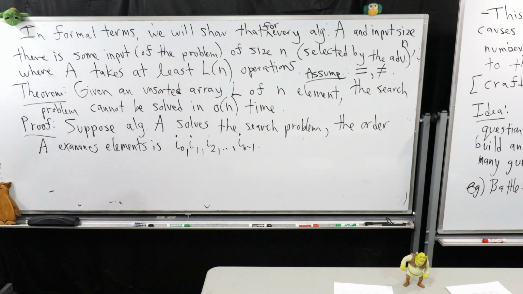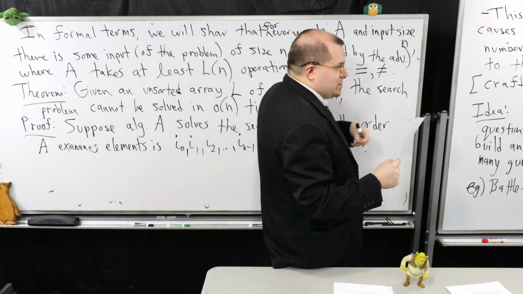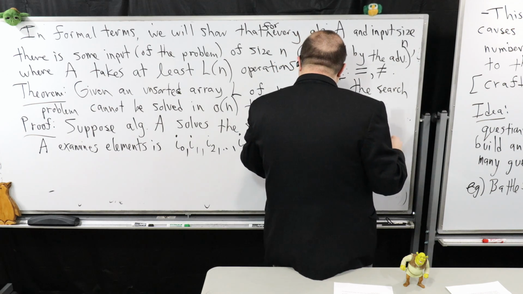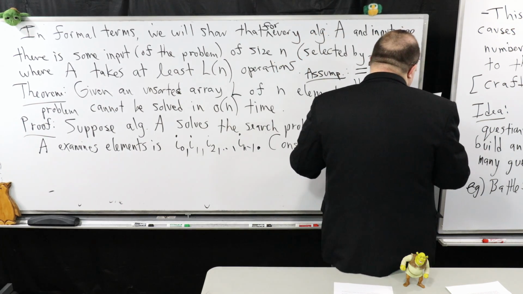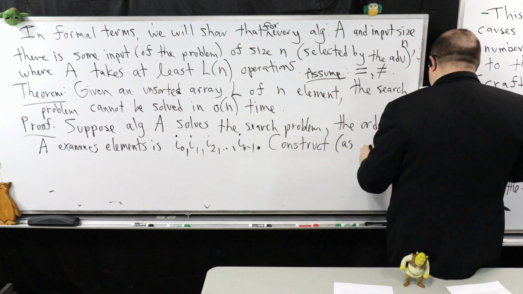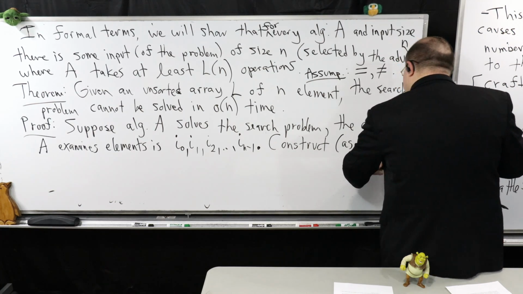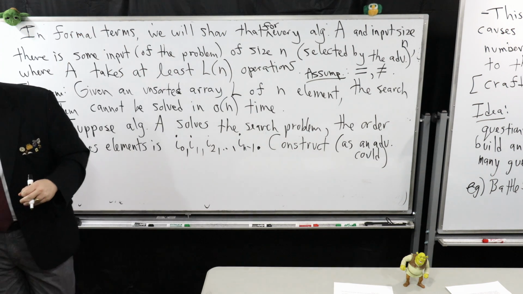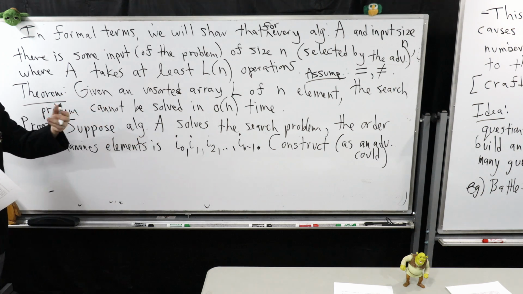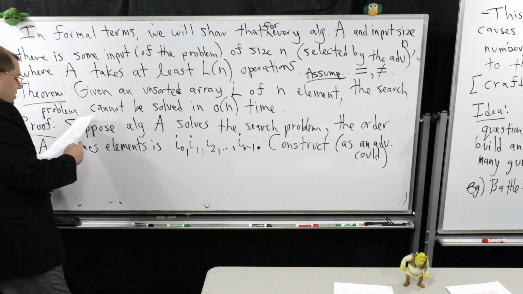So watch this. Now this is where the adversary comes in. The adversary's job is just to build an instance. So let's construct, as an adversary could. I'm putting that in parentheses because it's not required for the proof. It's just very helpful to realize that we're dealing with an adversarial argument.